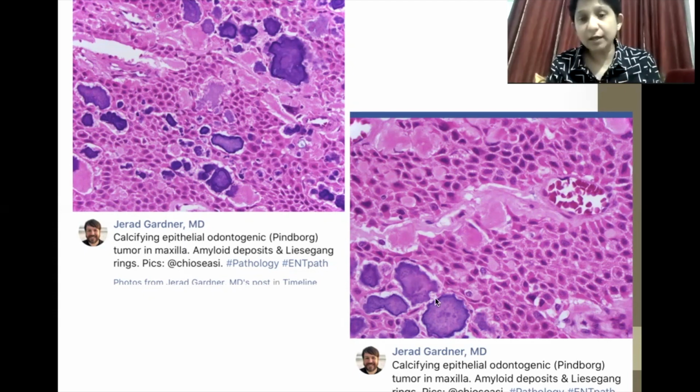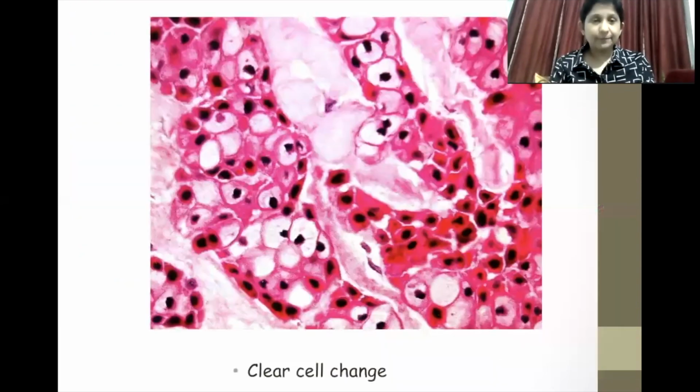As you can see here, a closer look, the calcification occurs in a very concentric manner, and any calcification for that matter, when it is dystrophic or metastatic, would be in a concentric manner. So that calcification here also is happening in a concentric manner. So these are called Lees-Gang rings.